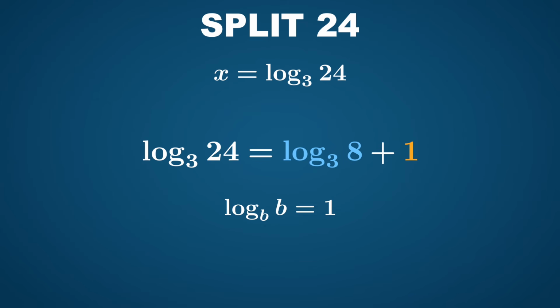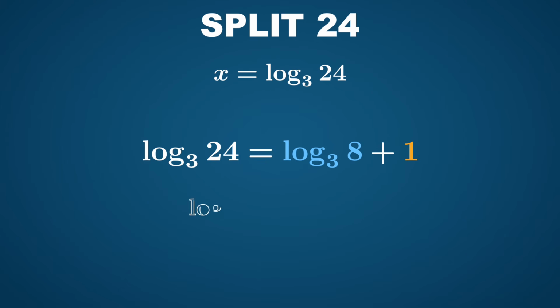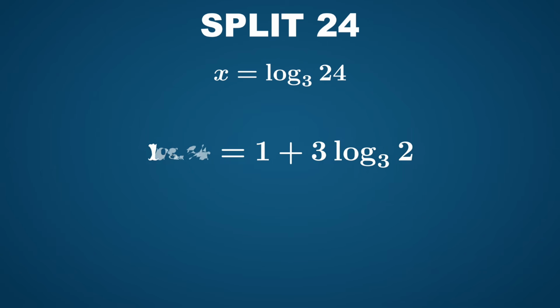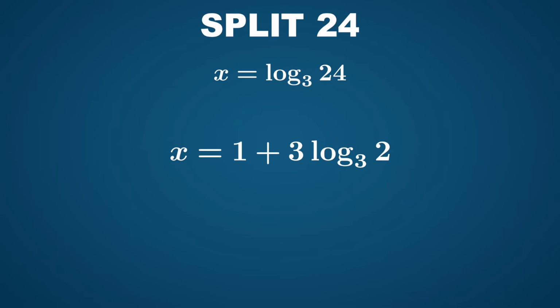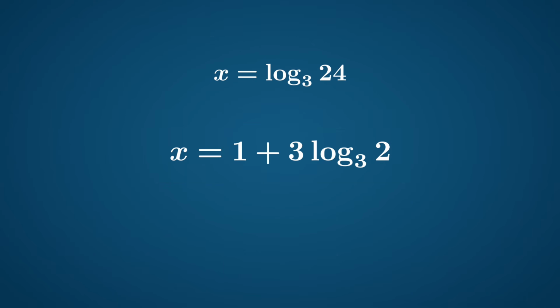Now we can look at log base 3 of 8. 8 is 2 times 2 times 2, which is 2 cubed. The power rule lets that exponent come out in front. So log base 3 of 8 is 3 times log base 3 of 2. Putting the two parts together gives a neat form. X equals 1 plus 3 times log base 3 of 2. That expression is exact, with nothing rounded away. Some prefer one form, some prefer the other.